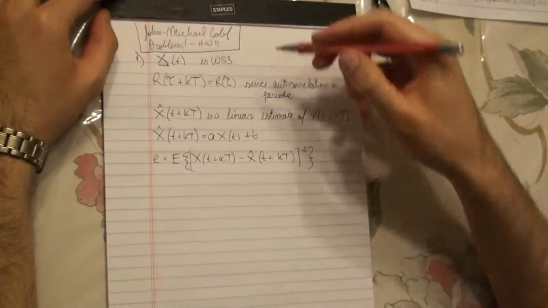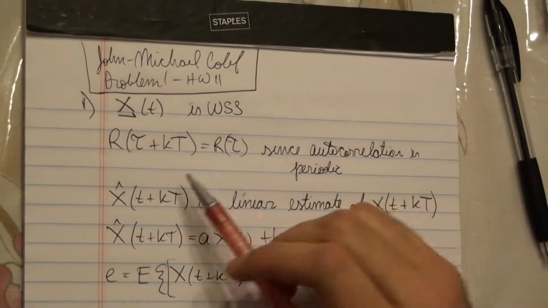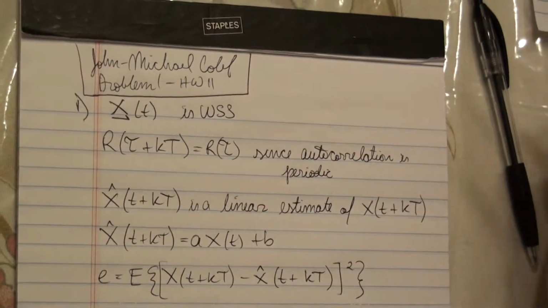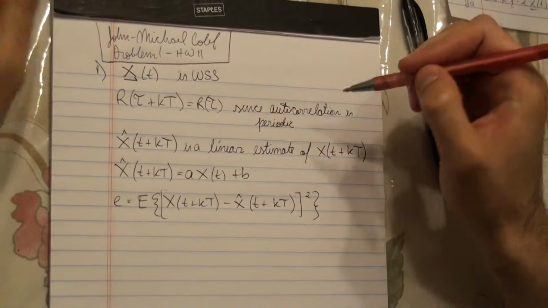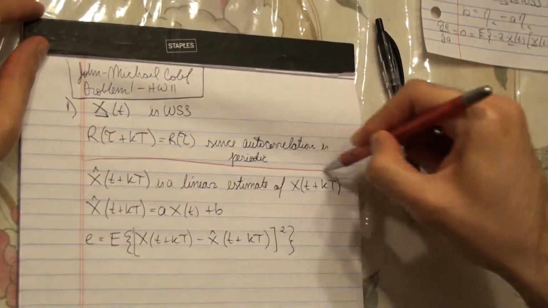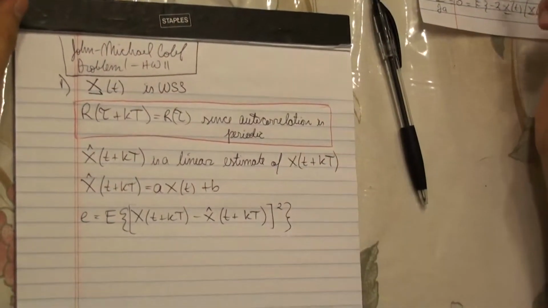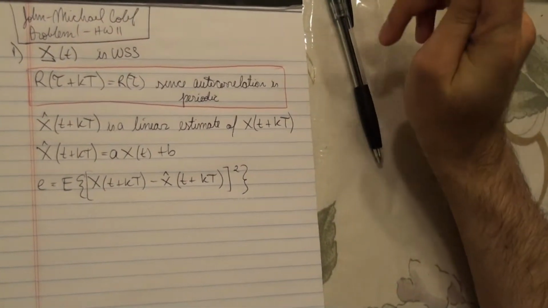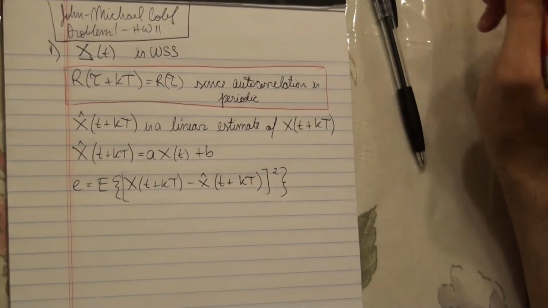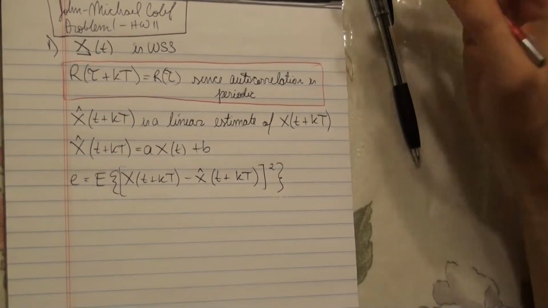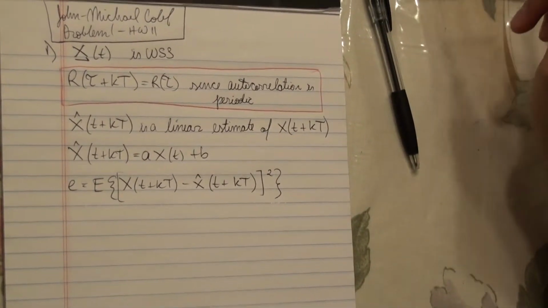Because the autocorrelation is periodic, r of tau plus kT, any period, is the same as r of tau. So if I have r of tau plus some period, it's going to be the same as this because it's periodic. This is a very important piece of information that they give us. Okay, show in this case that the least mean square error linear estimate of the value of a sample function at a time which is an integral number of periods away from an observation instant is equal to the observed value.